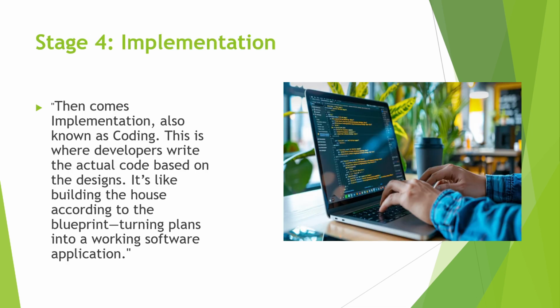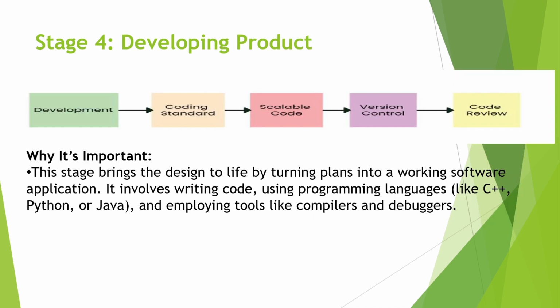Stage 4, implementation. This stage, also known as coding, is where developers write the actual code based on the designs. It's like building the house according to the blueprint, turning plans into a working software application. Why is it important? This stage brings the design to life by turning plans into a working software application.